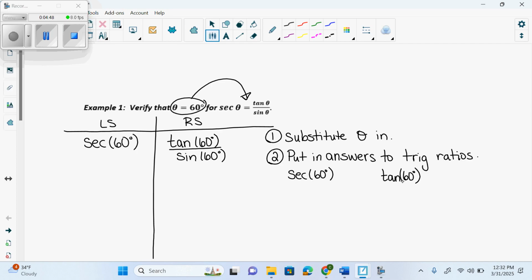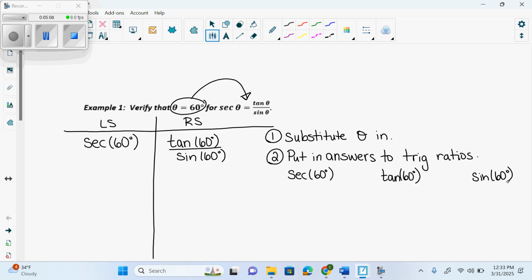And I need to find the answer to sine of 60 degrees so that I can plug them in. So this is where our unit circle comes in handy, correct? And our formula sheet. But we need to find those 3 things out so that my next step has just answers in it. Do you see that?